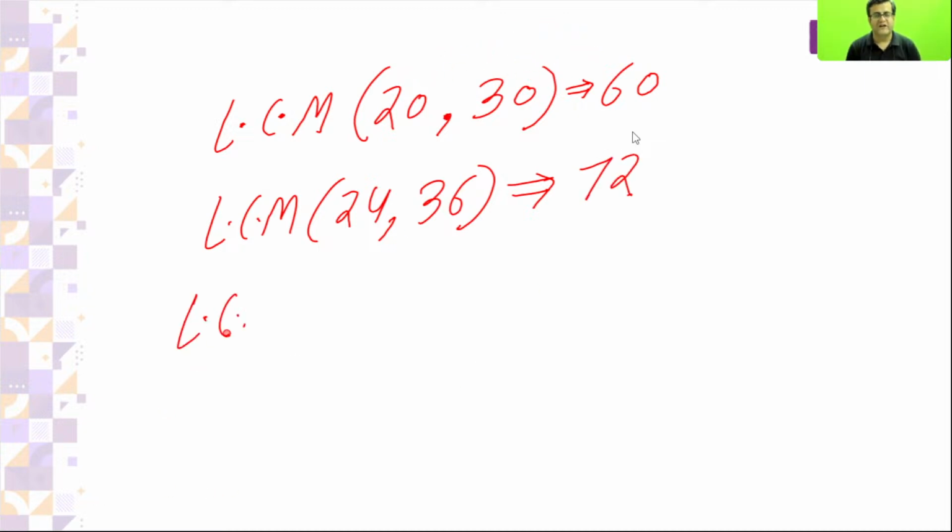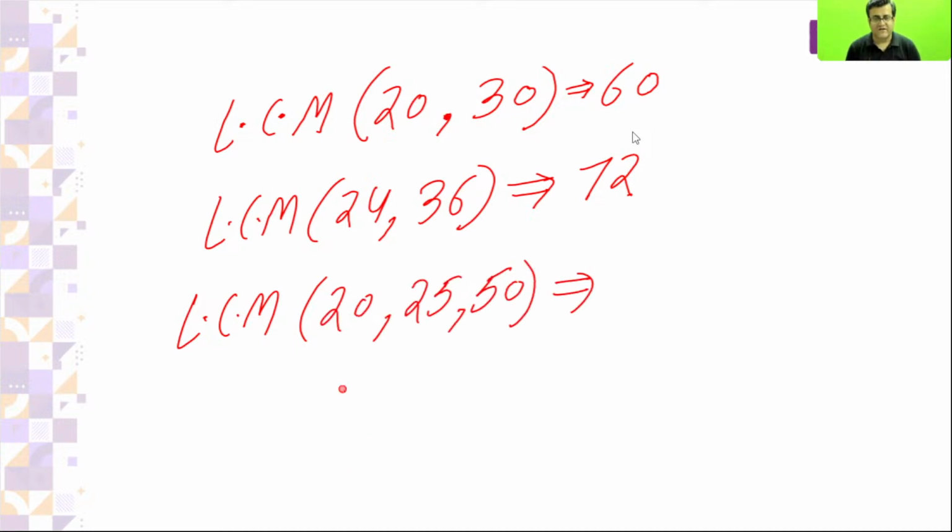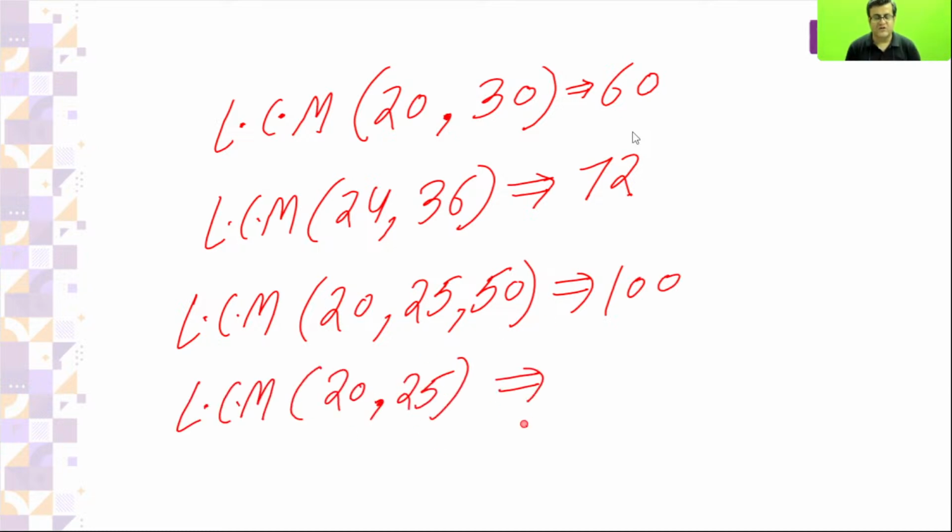Okay, beta. If you are supposed to find out the LCM of 20, 25, and 50, what will you do? The bigger number is 50. 50 1s are 50. 50 2s are 100. Divisible by all 3. Okay. The LCM of 20 and 25, what will it be? The bigger is 25. 25 1s are 25, 25 2s are 50, 25 3s are 75, 25 4s are 100. Divisible by both.